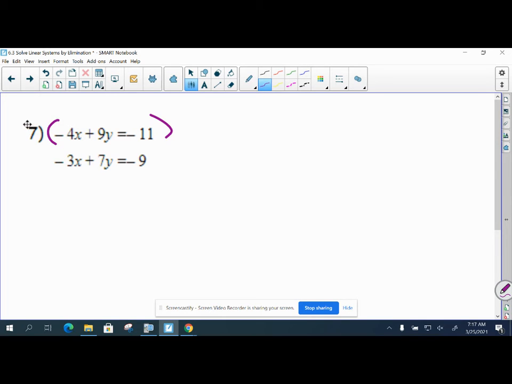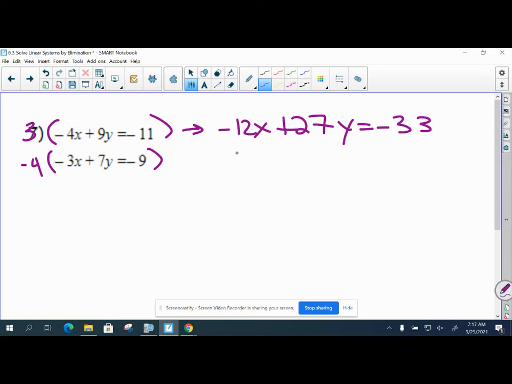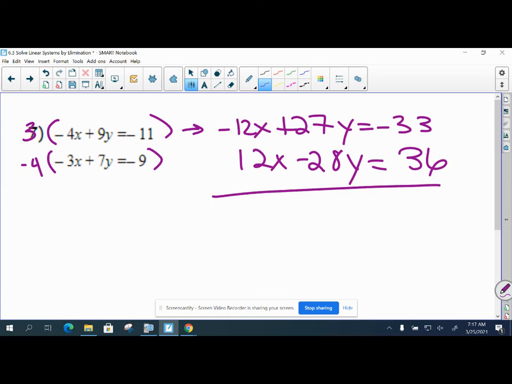So if I multiply this equation by 3, and now this equation, if I multiply by 4, I would get the same coefficient, negative 12, but I want it to be the opposite sign, so I would multiply by negative 4. So this would be negative 12x plus 27y equals negative 33. And then this equation would be 12x minus 28y equals positive 36. So combine your equations and you get negative y equals 3, so y is equal to negative 3. And once again, plug negative 3 back into the equation to get the x.